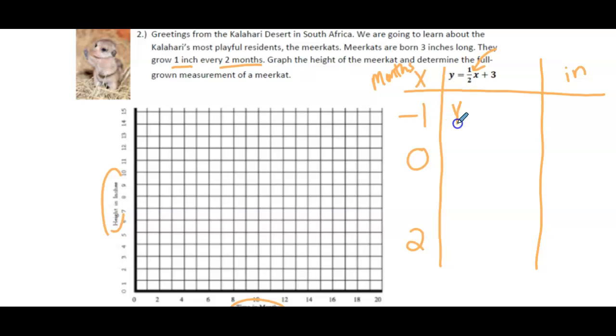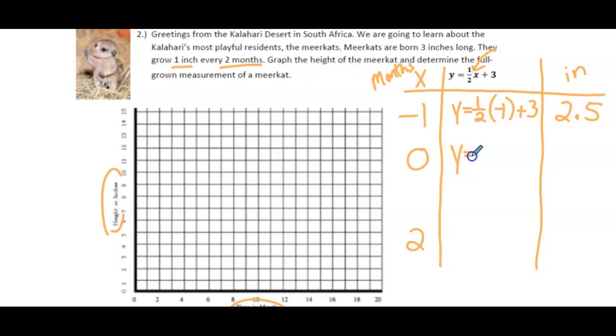Here we go. I've got y equals 1/2 times -1 plus 3. What's 1/2 times -1? -1/2. -1/2 plus 3 would be 2.5. Probably want to use a calculator for that if you're not really good at adding with decimals or fractions. All right, do the rest.